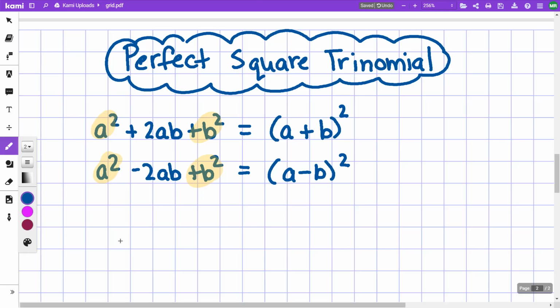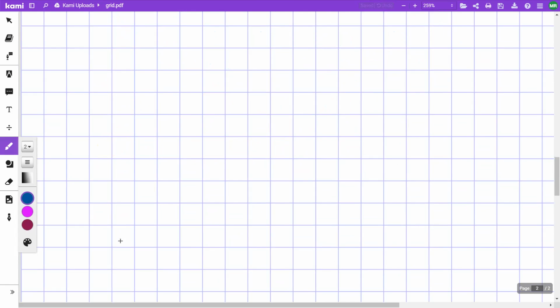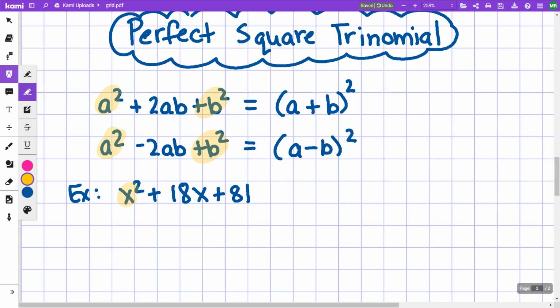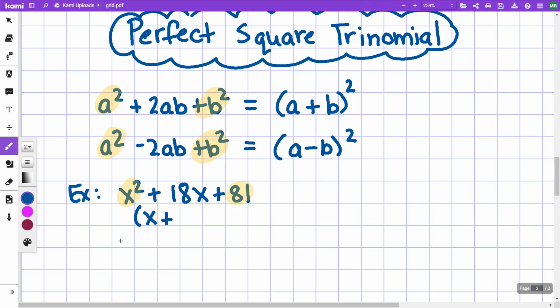So I'm going to go through two examples of this. So let's say the first one, we have x squared plus 18x plus 81. So you'll notice that I have a square here and I have a square here. So maybe it's a perfect square trinomial. So if I take the square root of x squared, I get an x plus, because there's a plus in front of my 18x.